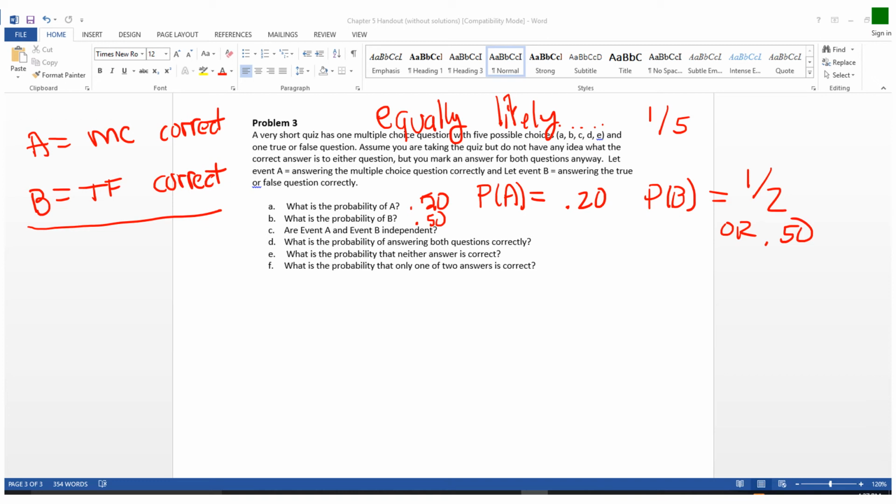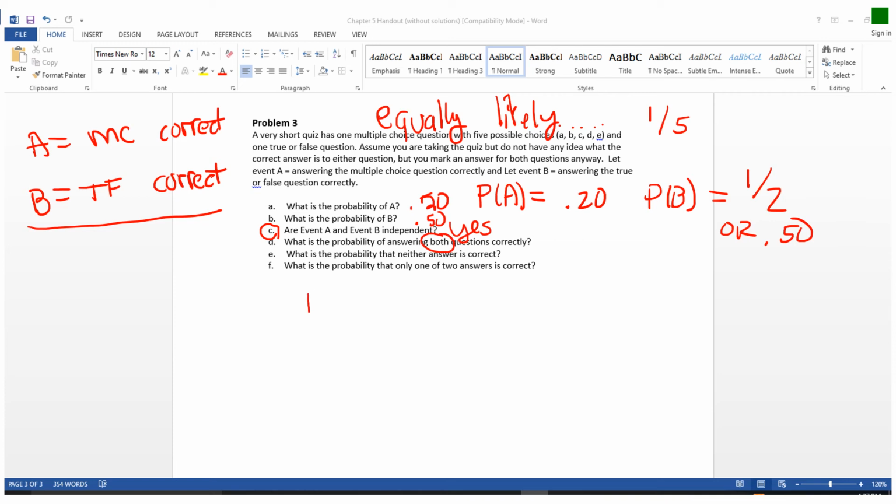Now, just to take these together, are A and B independent? You bet, because you're randomly guessing, you have no idea about either question, either answer. In other words, you can't use the multiple choice to answer the true false, and you can't use the true false to help you with the multiple choice. So there's no influence. So you could assume these are independent.